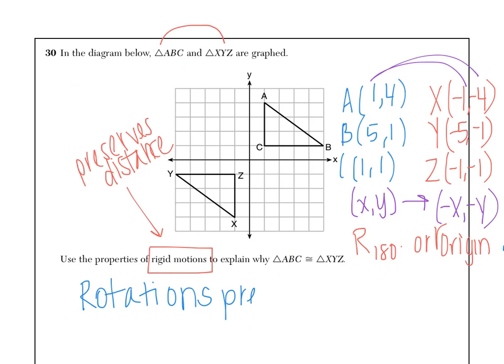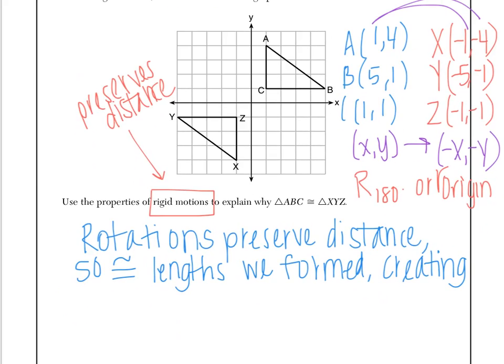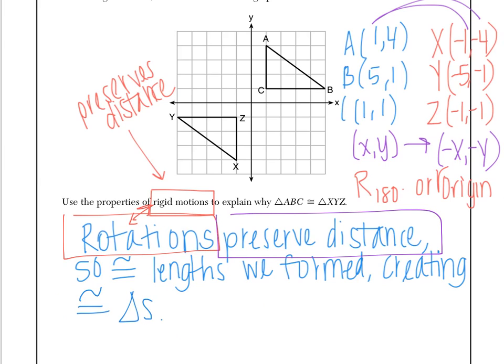Rotations preserve distance. So congruent lengths were formed, creating congruent triangles. Again, rotations are rigid motions. They preserve distance. You have to mention the fact that you have a transformation like a rotation and the fact that it preserves distance. This is a 2-point question, and the 2 points come from those two things, the transformation and the fact that it preserves distance.